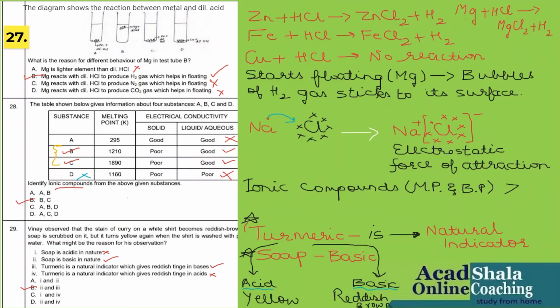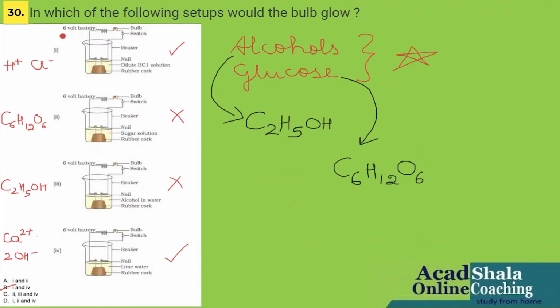Okay, now let us go to the next one. In which of the following setups would the bulb glow? They have shown you the 4 setups and they are asking where the bulb will glow. Now, with our prior knowledge, we know that in alcohols and glucose, the bulb will not glow because they do not ionize. They do not dissociate into ions.